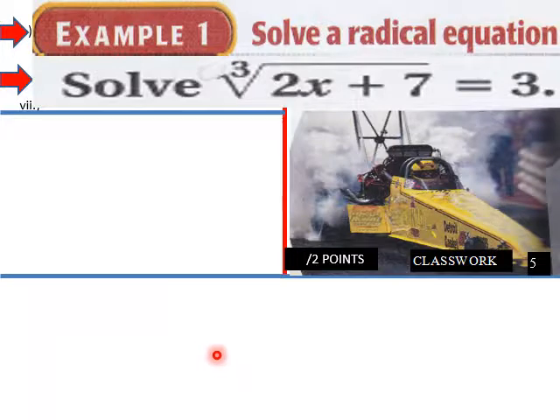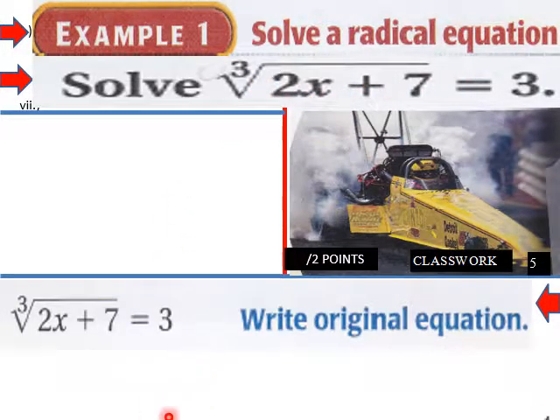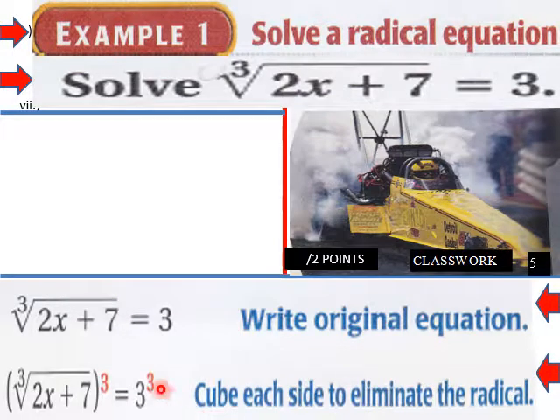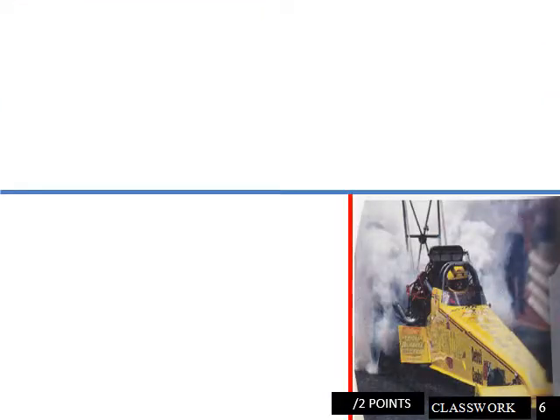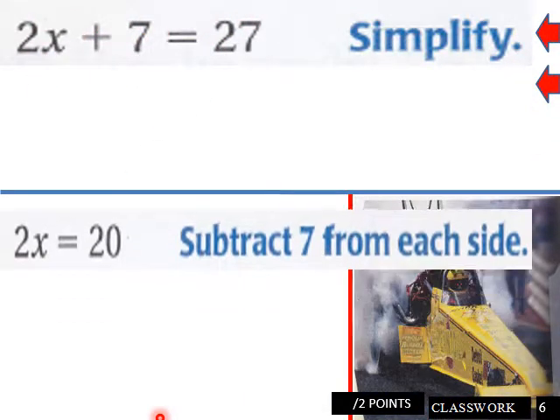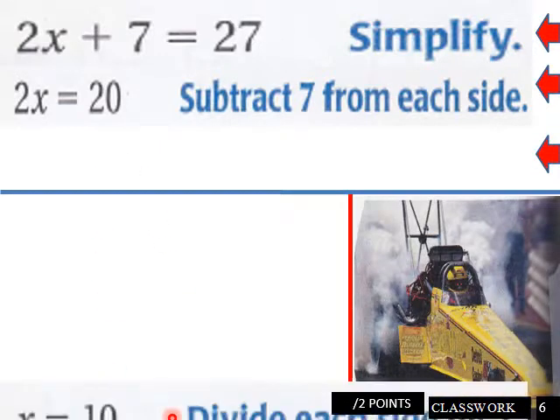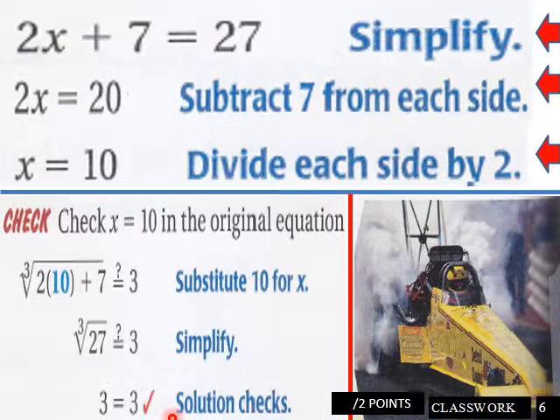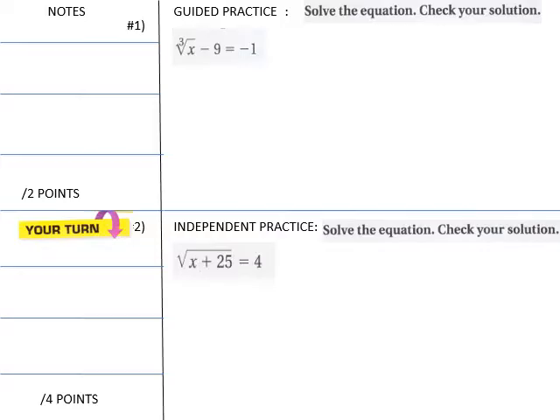Solve a radical equation. Solve the cube root of 2x plus 7 equals 3. Okay, so here's our original. What do we do? We cube both sides of the equation until we get this. We get rid of our radical, then the cube of 3 is 27. Then we just go ahead and solve it. 2x equals 20, divide each side by 2, x equals 10. And then here's the check: the cube root of 27. Does that equal 3? It does equal 3, so it checks.